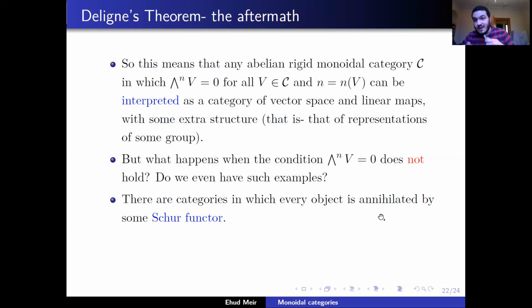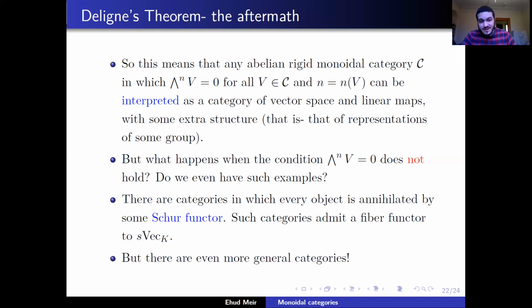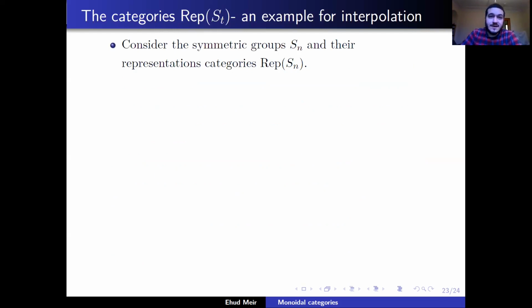We also multiply by some idempotent coming from the group algebra of Sn, as we did with this particular one. And such categories admit a fiber functor not necessarily to Vec K, but to super vector spaces over K that we mentioned before. But in fact, there are even more general categories, and this is mostly what I will talk about in the second part of the talk. So we have the categories Rep St that will be some examples for interpolation.